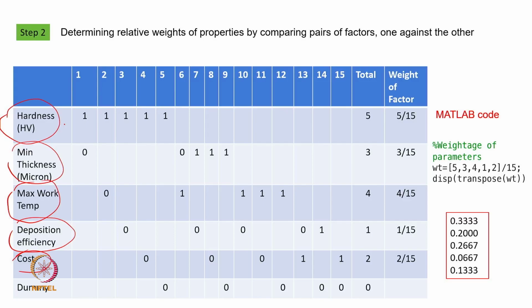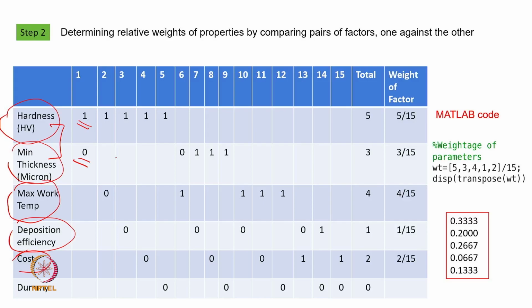Now, we need to compare hardness versus minimum thickness. You say I will give more importance to the hardness compared to minimum thickness. So, minimum thickness will get a 0 value and hardness gets a 1 value. This is the digit logic method which we have already described in previous lectures.